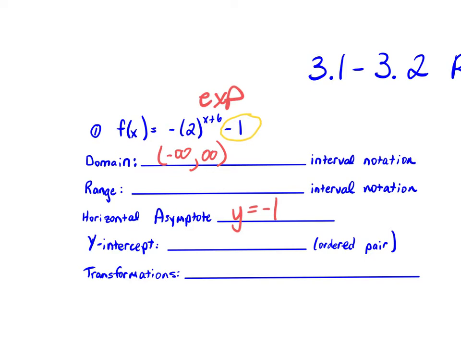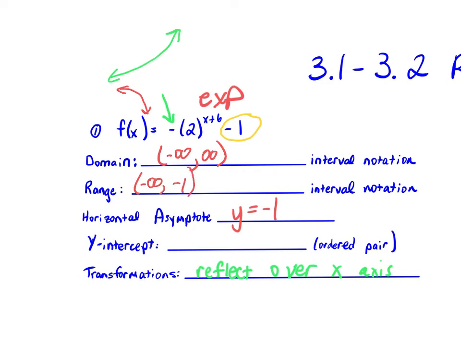Okay, let's talk about the transformations that are occurring as we look through here. I like to go from left to right. So I look right here. I have a negative out in front. That means I'm going to have a reflection over the x-axis. So our normal exponential function would look like this, but since it's going to reflect over the x-axis, it's going to go like this. So that's going to affect our range, because normally our range would be from the horizontal asymptote to infinity. In this case, it's going to be from negative infinity to the horizontal asymptote.